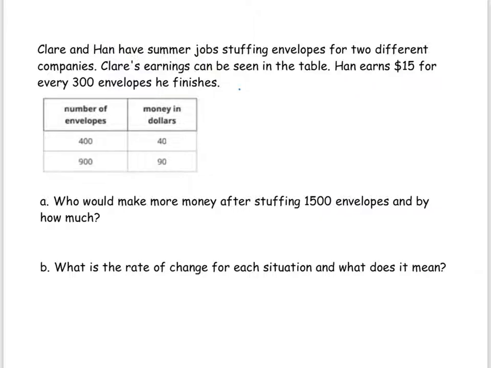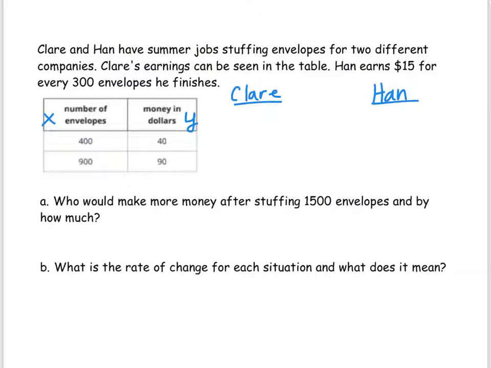So I can see I'm comparing 2 people, so I'm going to split up my paper into Claire and Han. This problem does not give us any equation, but I'm going to create an equation first so that I can use that to solve. So again, I need a Y. I need to find my constant. How much is it for every single envelope? My number of envelopes is going to be my X, and my money is going to be my Y.